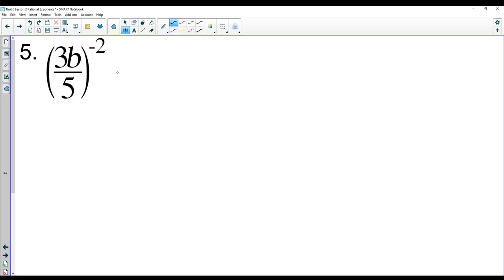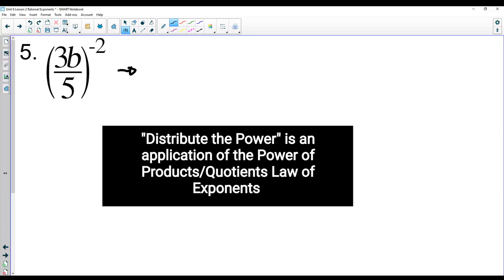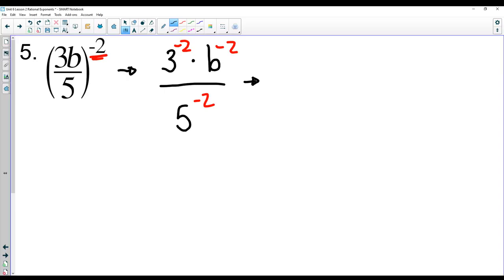Okay, so for this one, we have a parenthesis around the whole thing to the -2 power. I can't simplify that inside of the fraction at all, so I'm going to distribute the -2 exponent. The next thing I notice is that all of these exponents are negative, which means that all of these will be in the opposite place. So 3 to the -2 will come down to the denominator, b to the -2 will come down to the denominator, and 5 to the -2 will come up to the numerator.